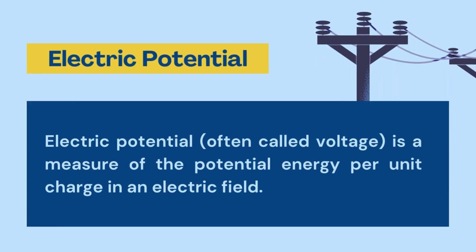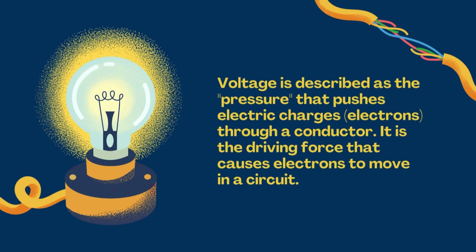Dear learners, you have already learned about the electric potential in the previous lecture. Electric potential is a measure of the potential energy per unit charge in an electric field. Voltage is described as the pressure that pushes electric charges, that is the electrons, through a conductor. It is a driving force that causes electrons to move in a circuit.